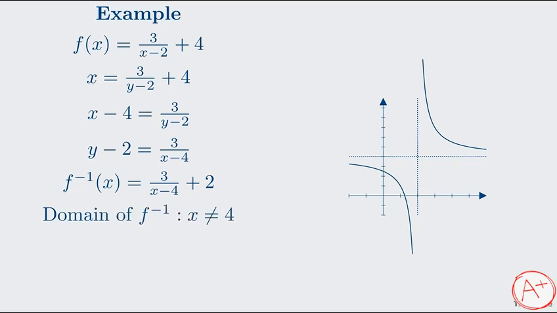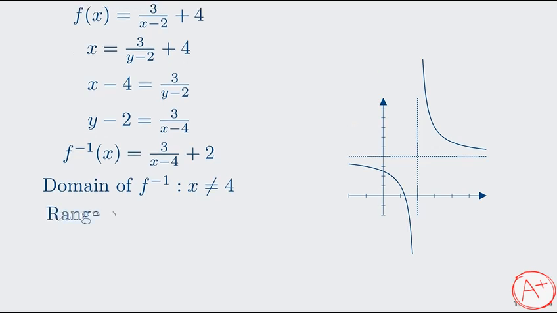We now look for the domain of this inverse. We see that x cannot be 4, because that would make the denominator 0. Since the domain of the inverse is all real numbers except 4, the range of our original function is all real numbers except 4. This matches our horizontal asymptote at y equals 4.